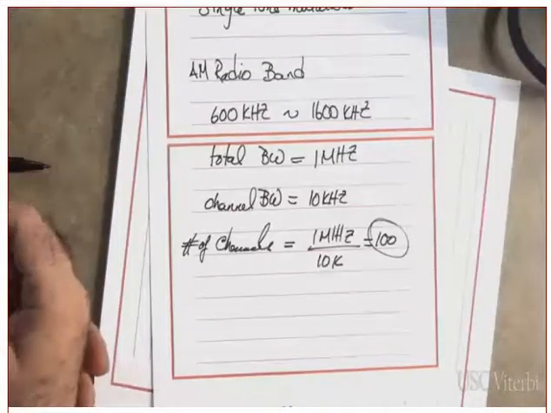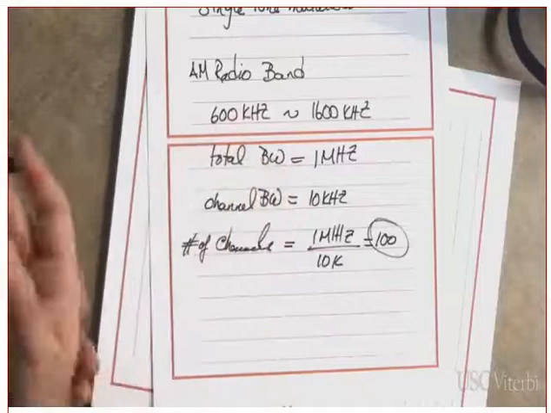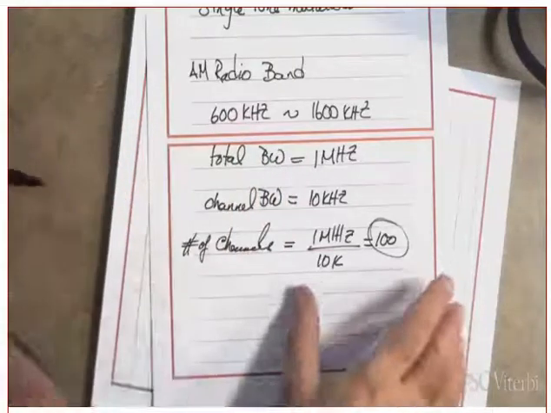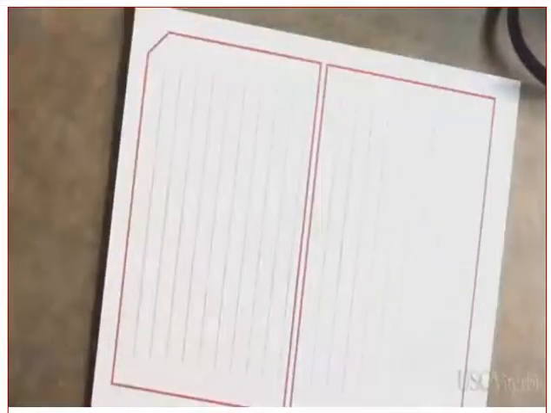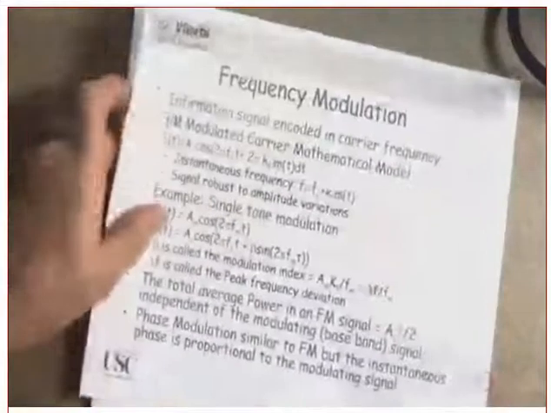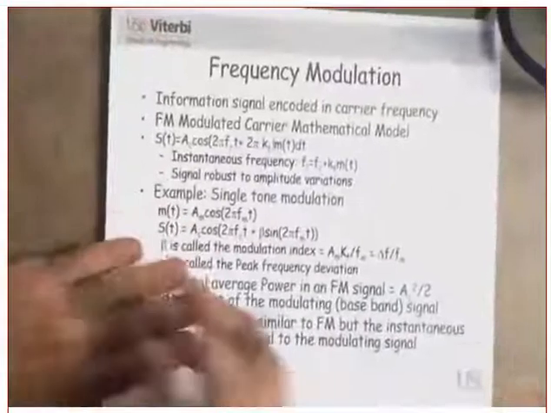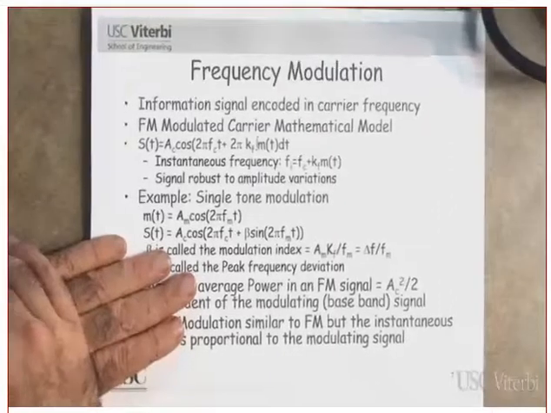Why? Because in FM signals, the information is modulated onto the frequency rather than on the amplitude. Clear? Okay, good. Now, frequency modulation. Let's see if you can help me here quickly. What is the first thing that we need to do when you deal with frequency modulation? Is to write the mathematical model.